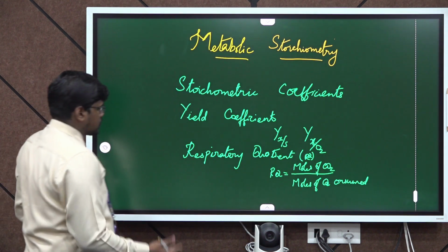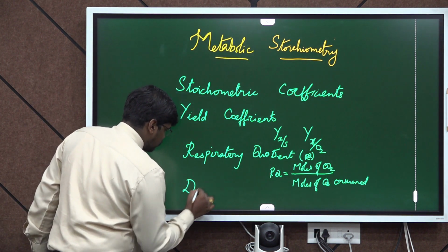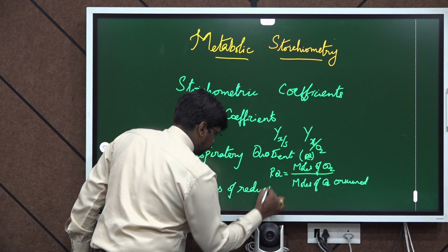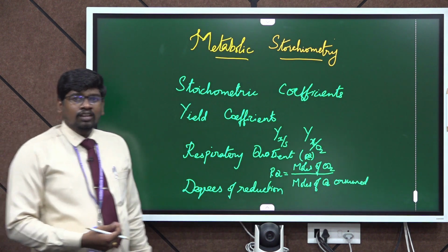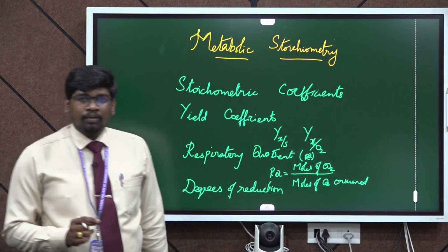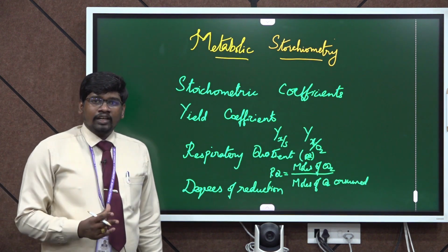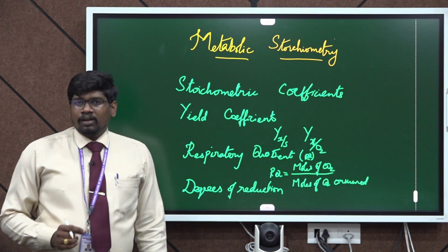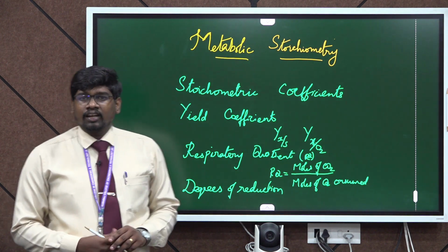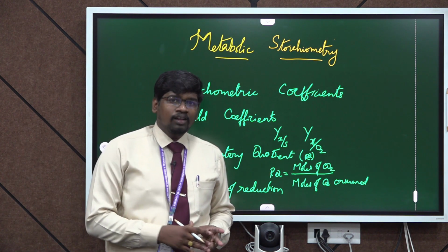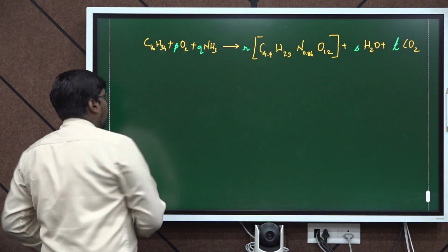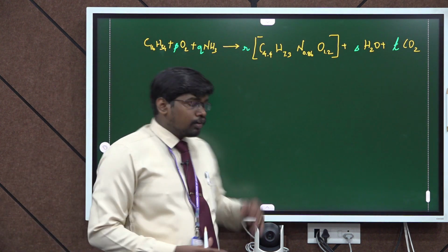Last important parameter is degrees of reduction. For degrees of reduction, the number of equivalent electrons available is divided by the number of carbon atoms present. So it gives the number of equivalent electrons available per atom of carbon. These are the 4 important parameters that are required when calculating the stoichiometry of a biochemical reaction. So next we can look at how a stoichiometric equation is calculated for a biochemical reaction.